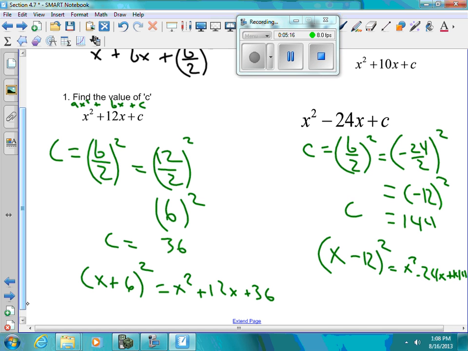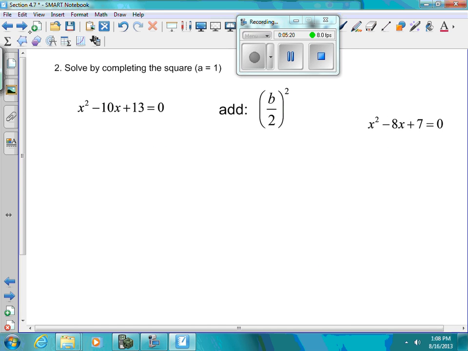The value of c is going to be 25 on that one. Okay, on the next slide here, x squared, solve by completing the square. So x squared minus 10x plus 13 equals 0.